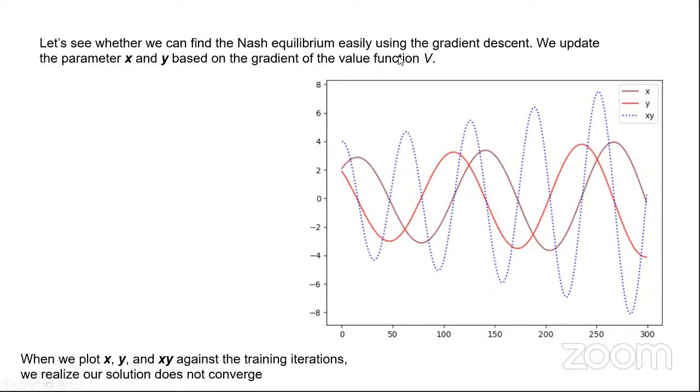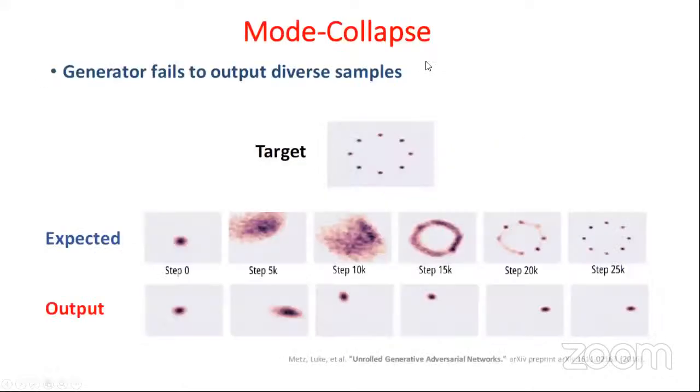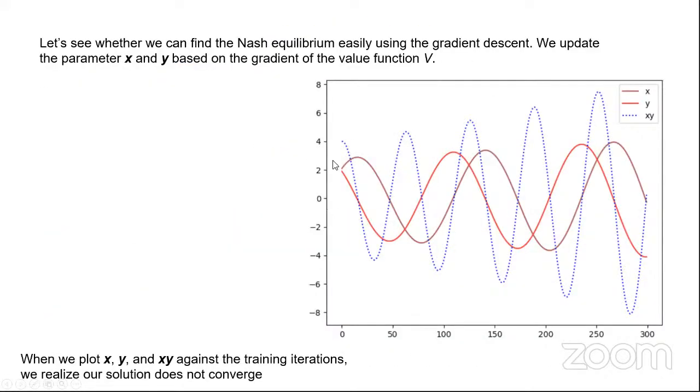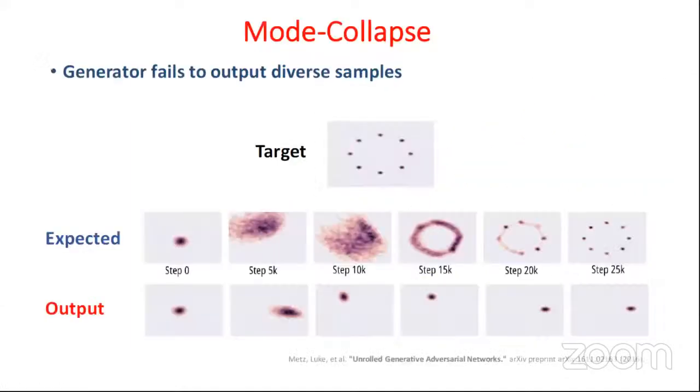So if we try to use gradient descent, we could not do that. In fact, the X and Y updates go on oscillating like this. If we plot X, Y, and XY against the training iterations, we realize our solutions do not converge. So this non-convergence is a big issue during GAN's training. Another big issue is the mode collapse.